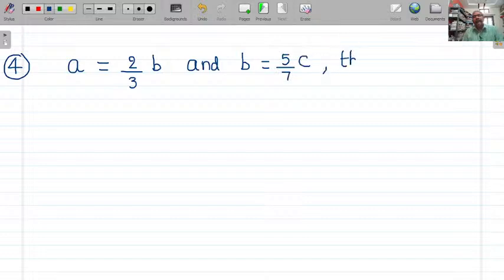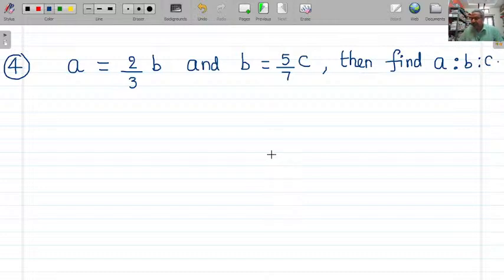Then find A is to B is to C. Can you solve this problem? Look at the screen carefully, read the question and try to solve the problem.